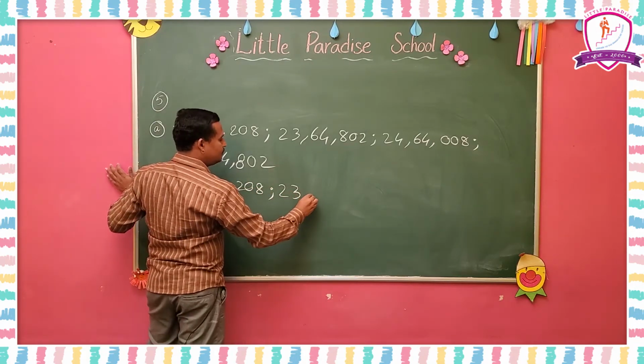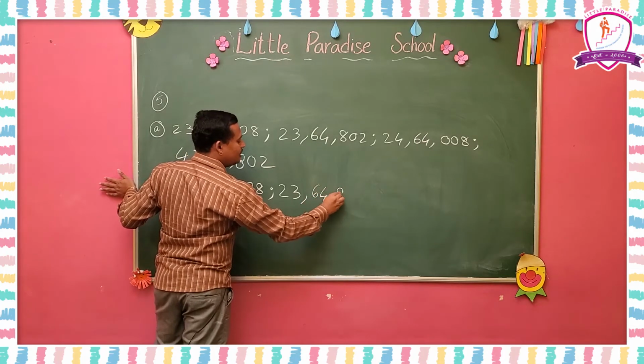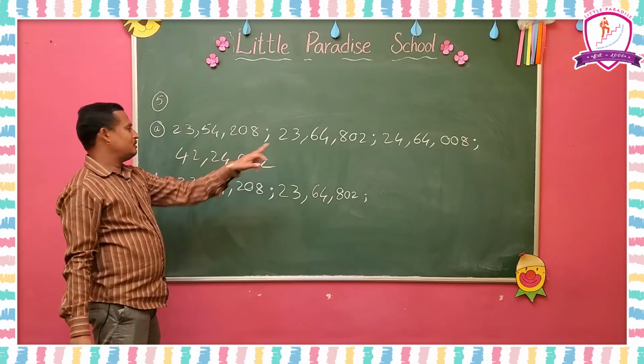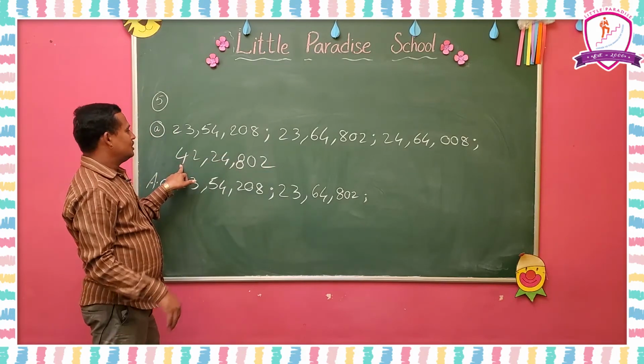Immediately you have to write the 23 lakhs 64,802, which will be the greater one. Next 24 lakhs is the next one and 42 lakhs is the next one.